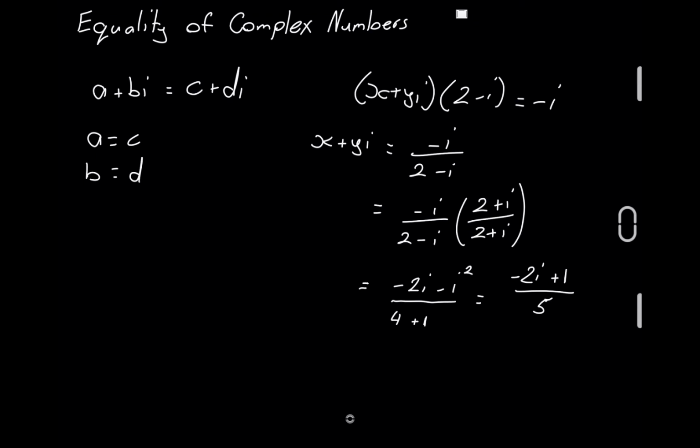We can work out from here what x and y are going to be. Let's rearrange it so we've got the real part first, followed by the imaginary part. So we're going to have 1 divided by 5, plus, oh no, sorry, in this case minus 2 on 5 i. So in this case x is equal to 1 on 5 and y is equal to minus 2 on 5. And that's the equality of complex numbers.